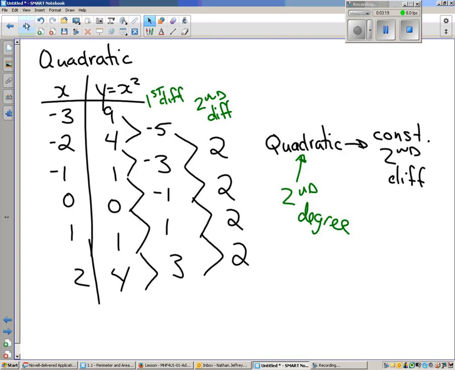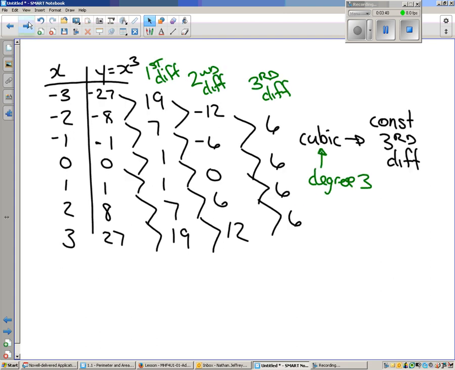If we look at a quadratic, say y equals x squared, we take the first difference, we take the second difference, and then we get a constant value. So we say a quadratic has a constant second difference, and those are second degree polynomials. So we're starting to get a pattern here, and we can extend that to a cubic. We take our first difference, we take a second difference, and when we take the third difference, we get a constant value. So a cubic has a constant third difference, and it's degree 3. Okay, so our pattern works, and that is true.